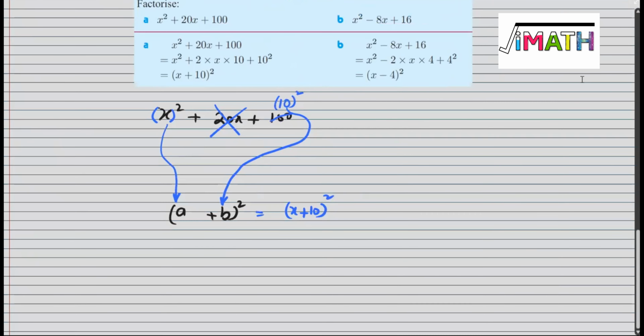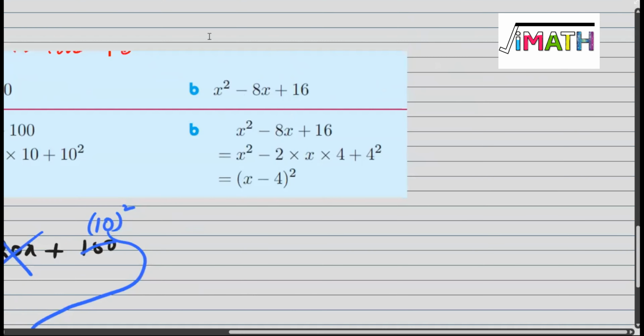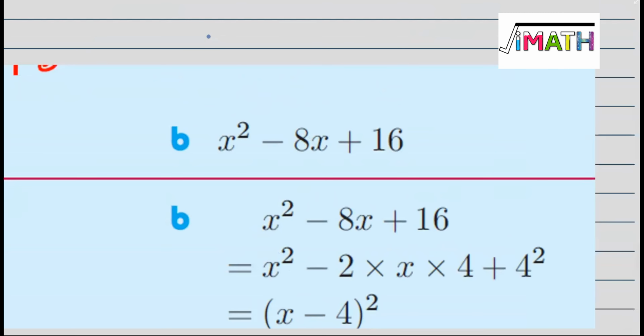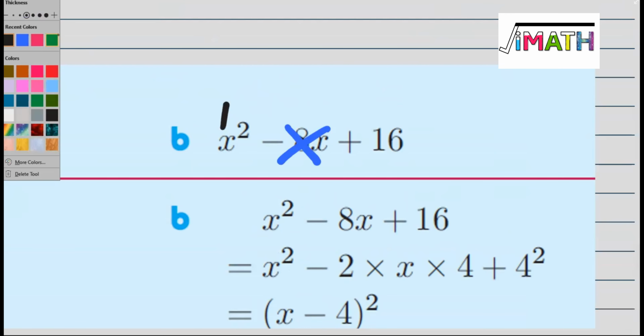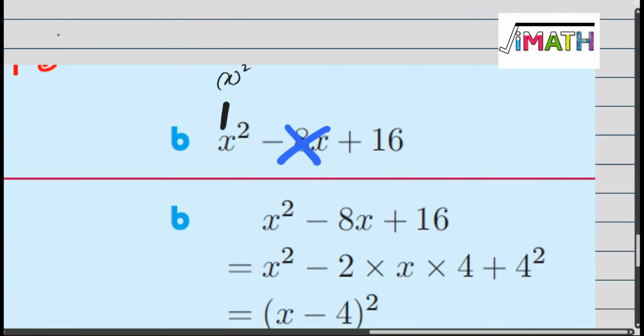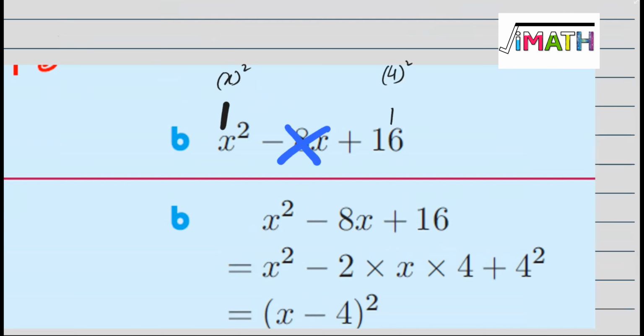We're going to do the same thing here. If you just ignore this term for now and write the other ones as a square and b square, so if I write x square as a square and this 16 as 4 square, then it's x minus 4 squared. That was easy, right?